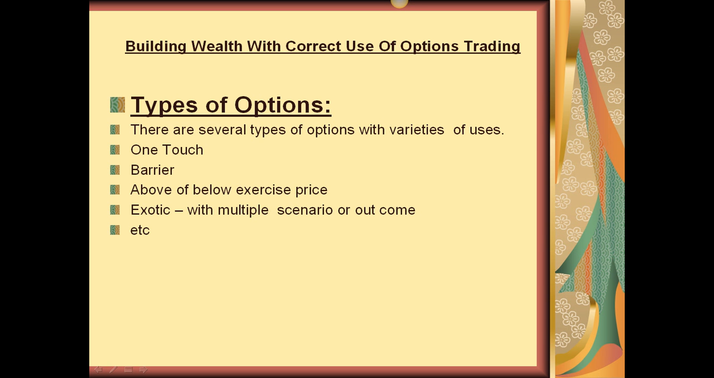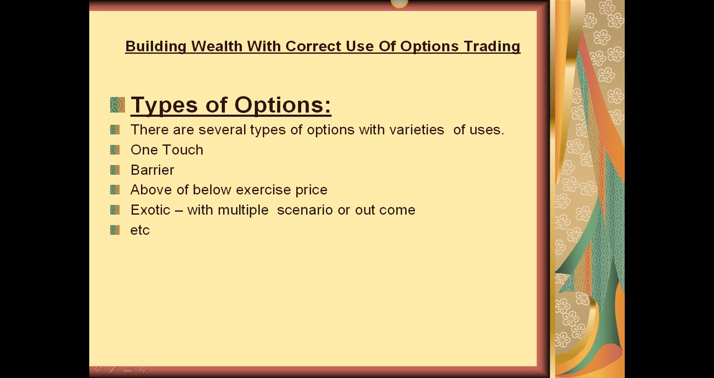There are different types of options. Some we may have heard of and some we might not have. Some of them are included here. They are one-touch options. These are basically, during the lifetime of an option, the price is expected to touch a certain level just once and the option would mature. That's for the buyer of the option.